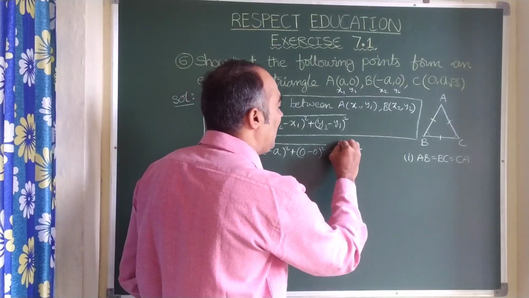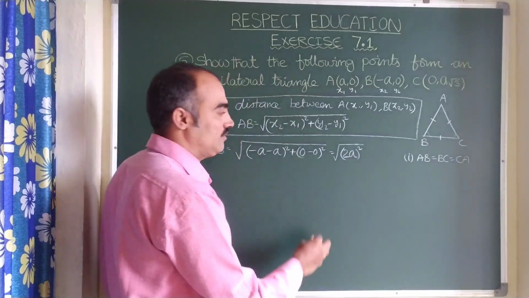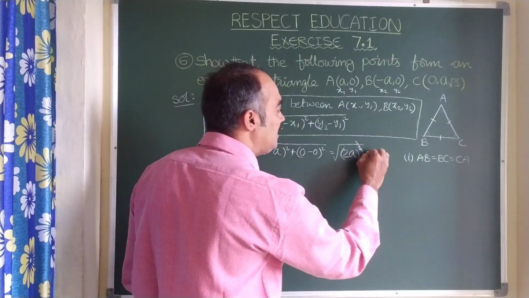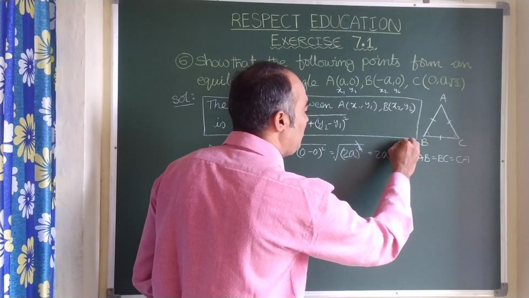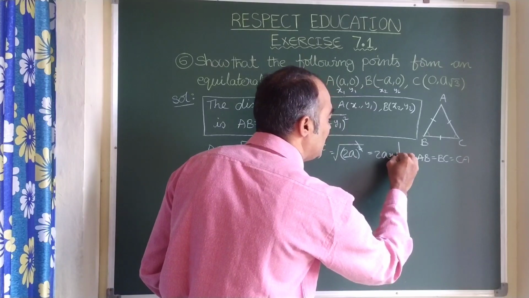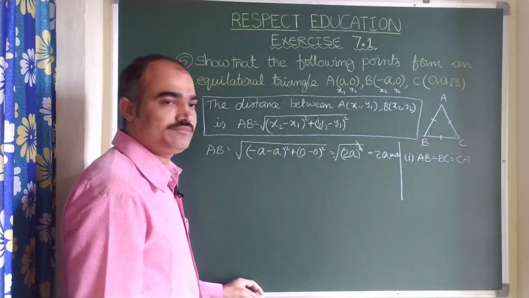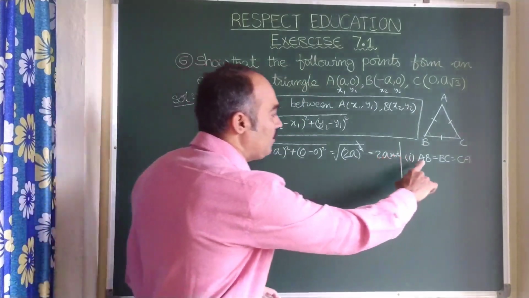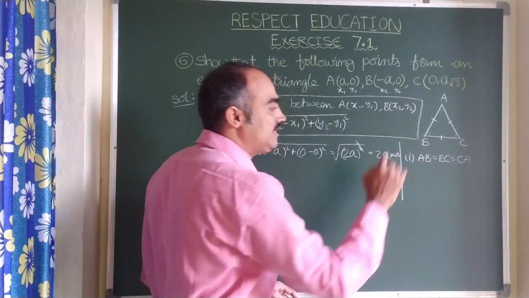So it is under root (2a) whole square. Here the square and root get cancelled. So here we get AB is equal to 2a units. Now we found AB. Let us find BC now.